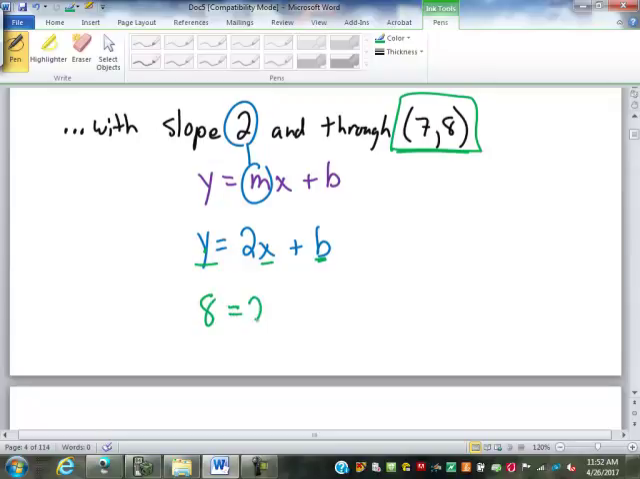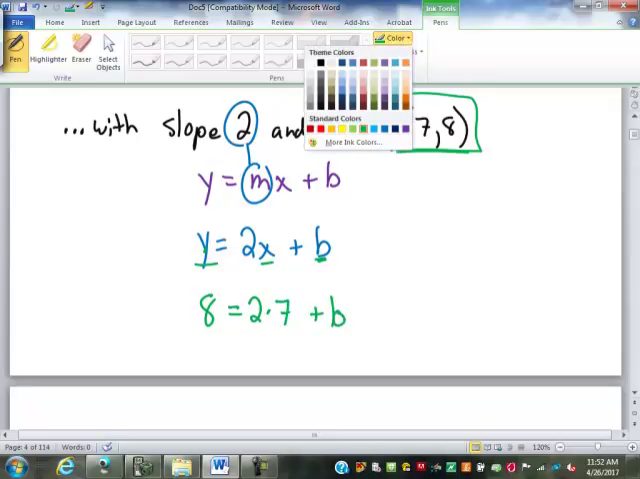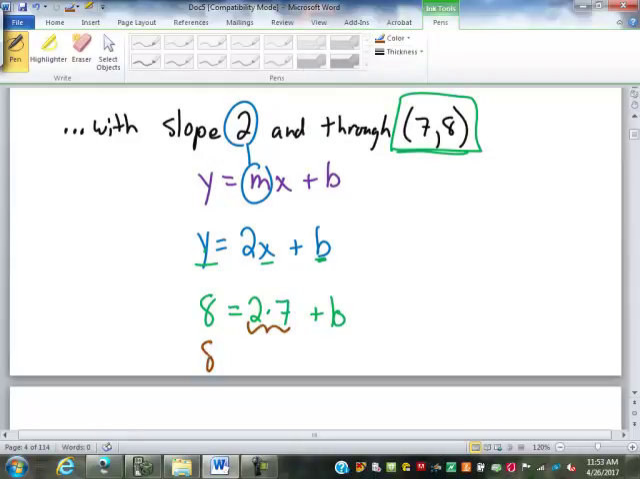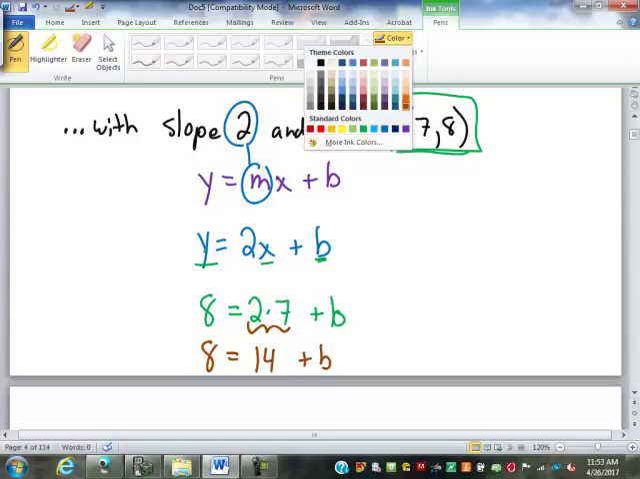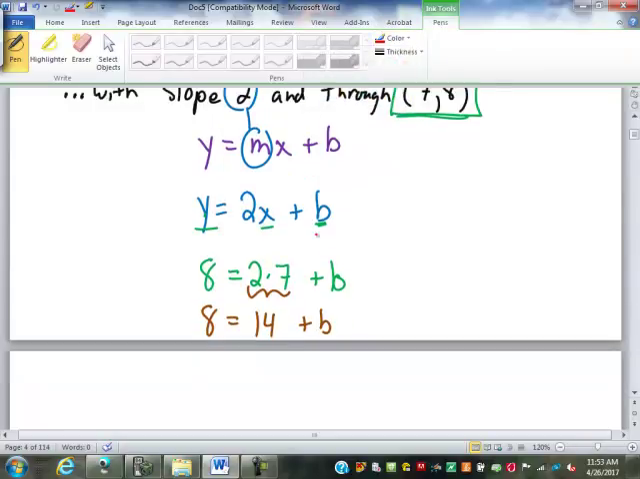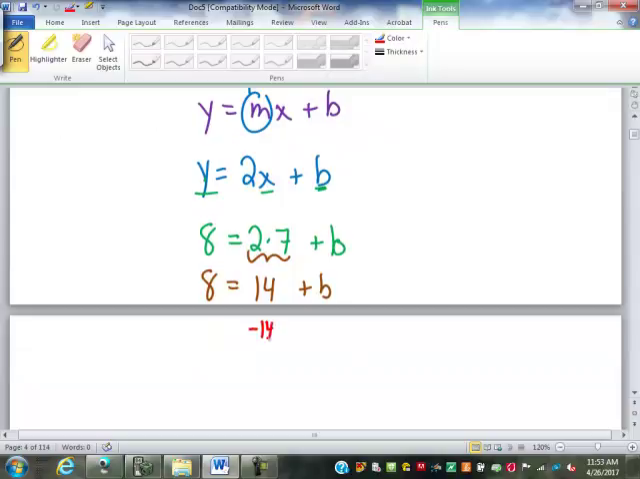8 equals 2 times what goes in for x? 7. So 8 equals 2 times 7 plus b. We'll go ahead and multiply the 2 times 7. It's 14. And now to solve for b, we have to subtract the 14 to get b by itself. So we subtract 14. 8 minus 14 is a negative 6. So negative 6 equals b, or b equals negative 6.